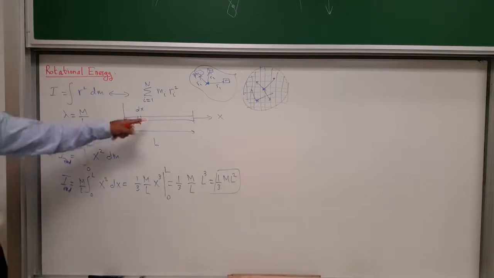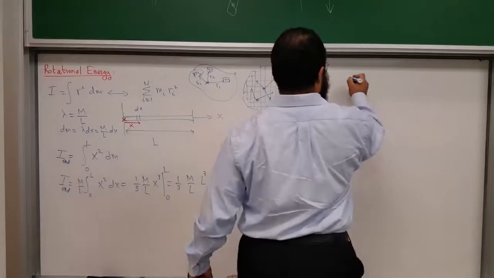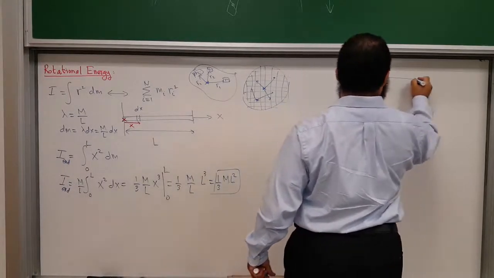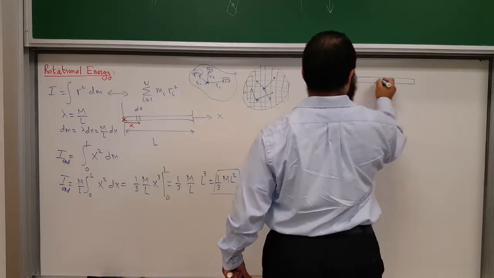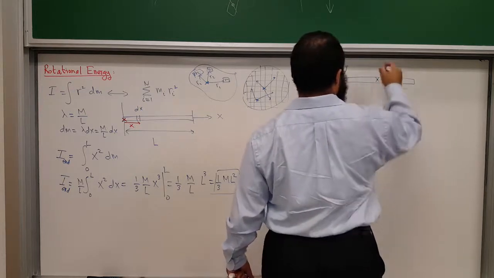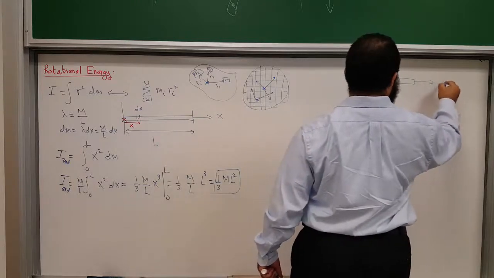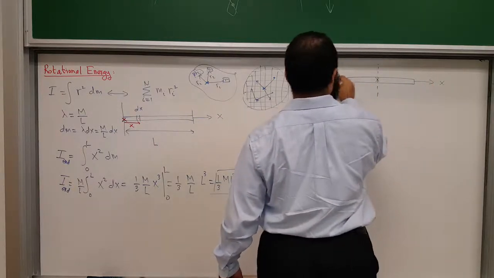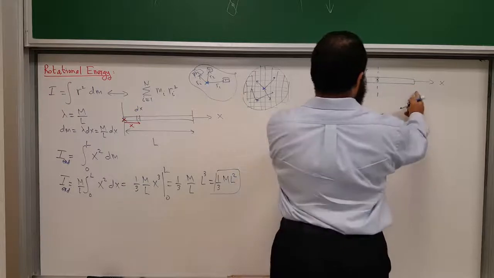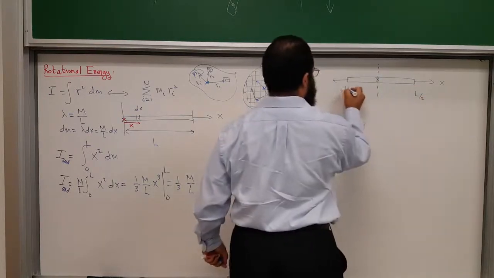How about the moment of inertia about the center of the rod? Let's do that. I will be more careful now. Here is the center of the rod, and I'm measuring from here. So I will take my origin to be here. That's easier to deal with. So here is the negative x-axis. Since the rod is length L, this is L over 2, and this is negative L over 2.